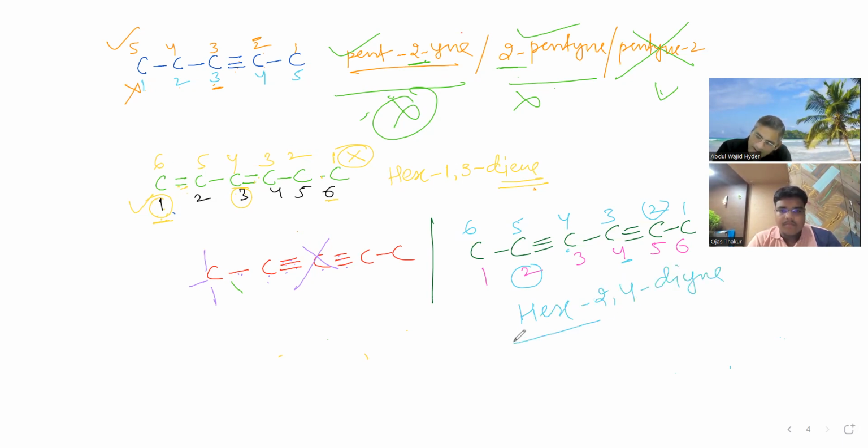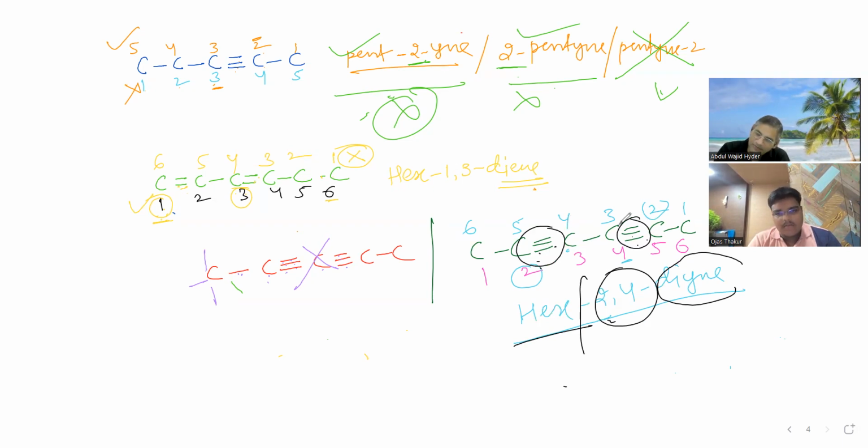diene. See how calmly I am doing. First I wrote hex. Then I said 2, 4. Then I said diene. Why diene? Because two triple bonds are there. That's the reason.